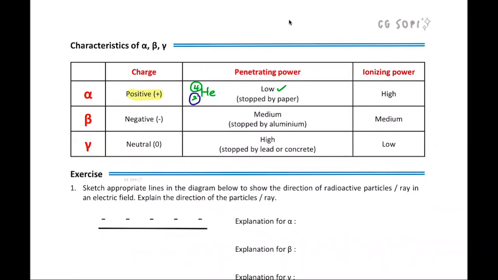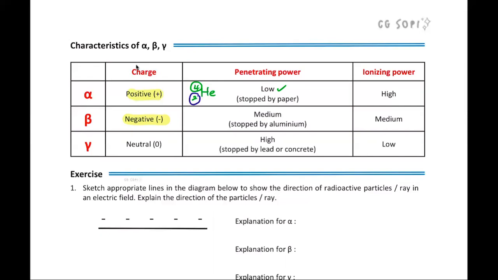Now the beta particle is denoted as an electron, which is negatively charged. In terms of penetrating power, it can penetrate through paper, but it can be stopped by a few centimeters of aluminum. And in terms of ionizing power, because it has a charge of -1, the ionizing power is medium. Okay, it is only medium.